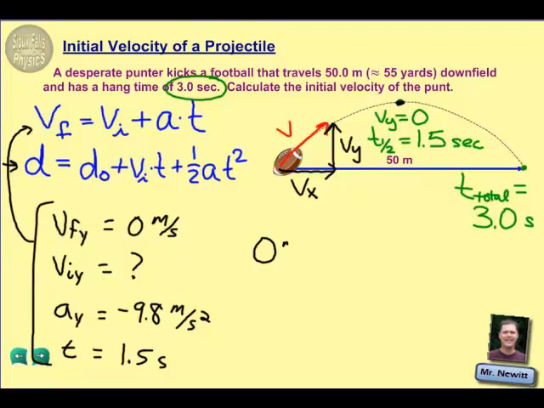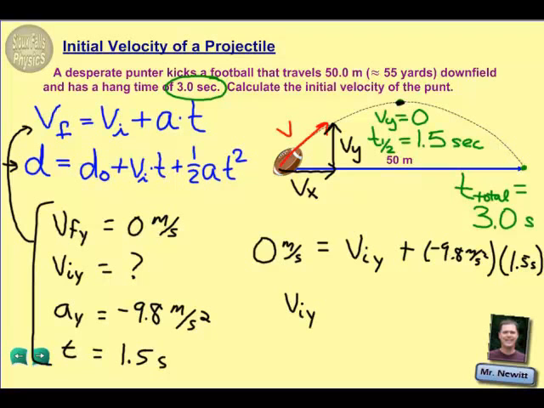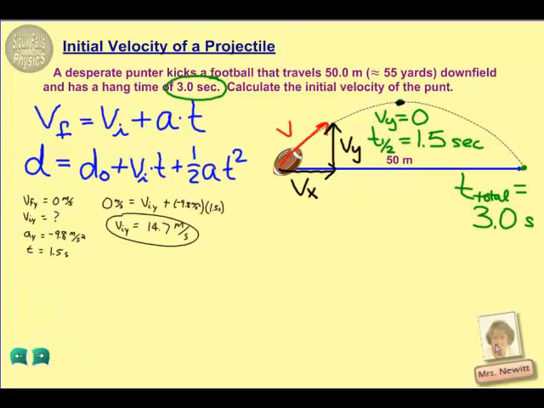So 0 meters per second is our final velocity in the y direction, is equal to v initial in the y direction, that's our unknown, plus negative 9.8 meters per second squared for the acceleration, times that time of 1.5 seconds. All right, so just a simple multiplication here and a little solving, and we will get an initial velocity in the y direction that's equal to 14.7 meters per second. So now we've got that vertical component of velocity.